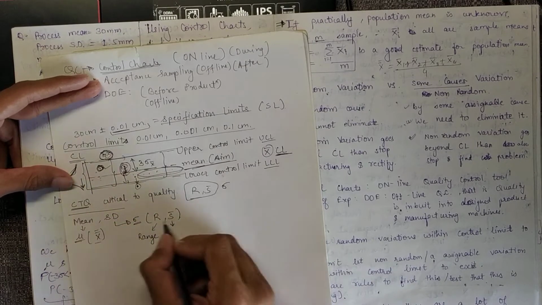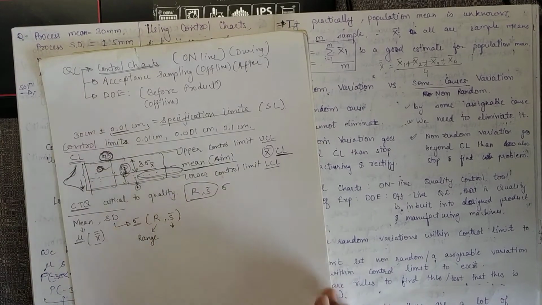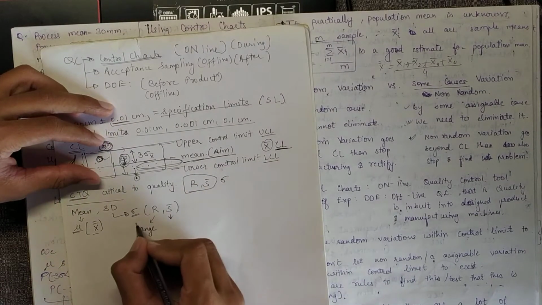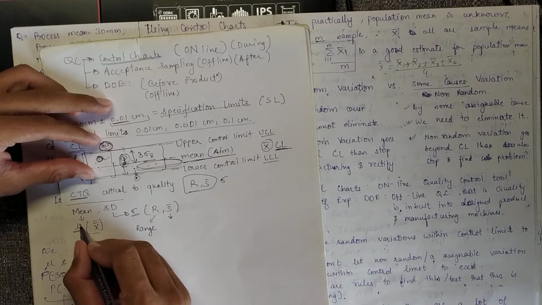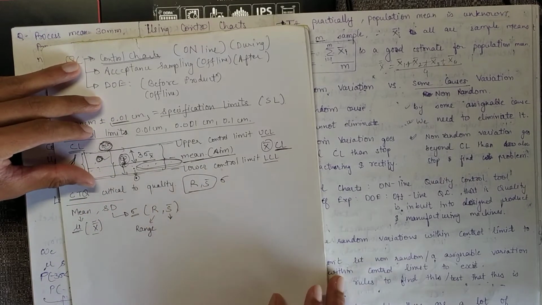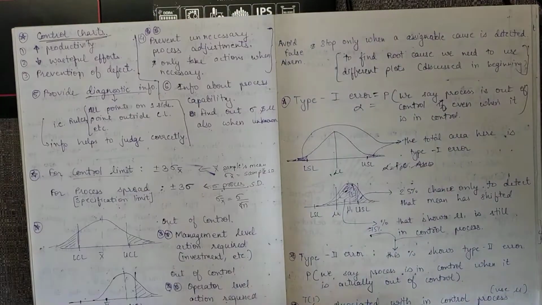So S is the process sample standard deviation and R is the range. So there could be many charts. We have some combination of types of charts which are possible, which will have a known value of mean and known value of standard deviation, or unknown values of these parameters. So let's come there.